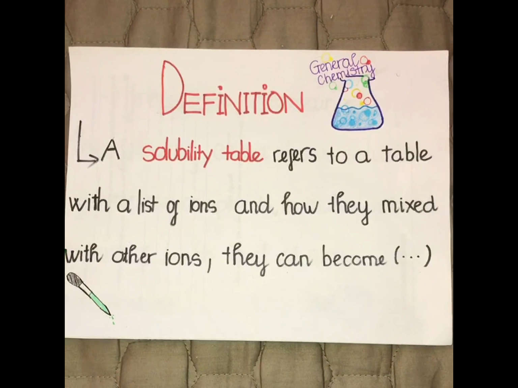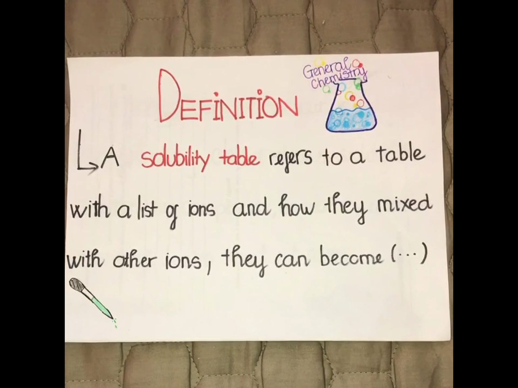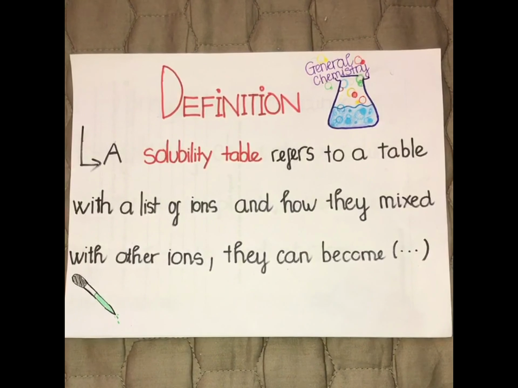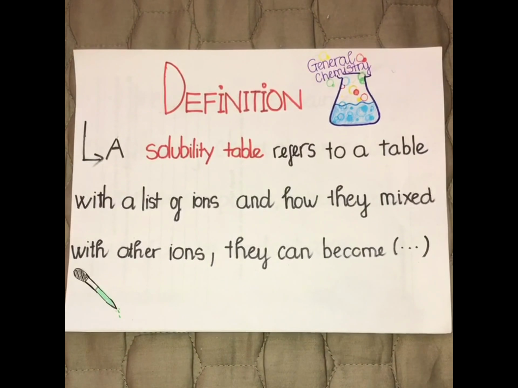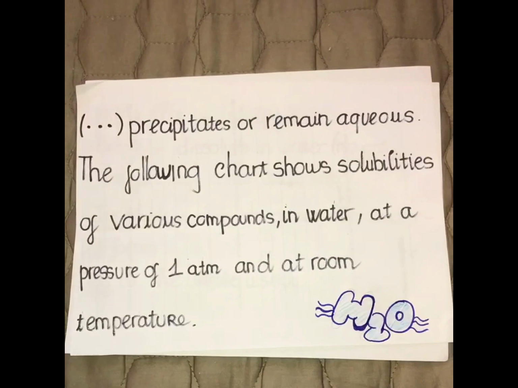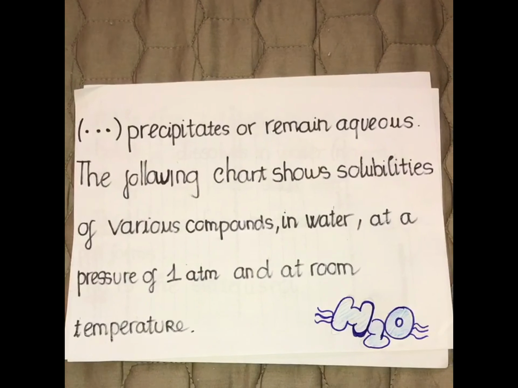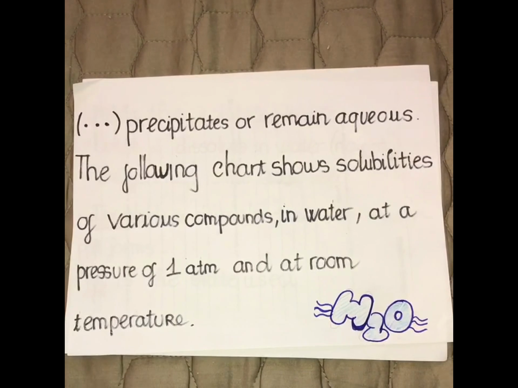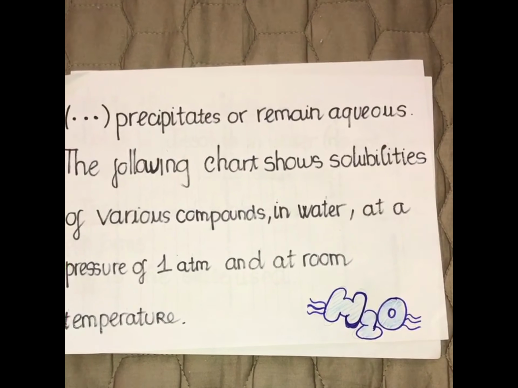Firstly, we must know about the definition of a solubility table. So, what is the definition of it? A solubility table refers to a table with a list of ions and how they mix with other ions. They can become precipitates or remain aqueous. The following chart shows solubilities of various compounds in water at a pressure of 1 atm and at room temperature.